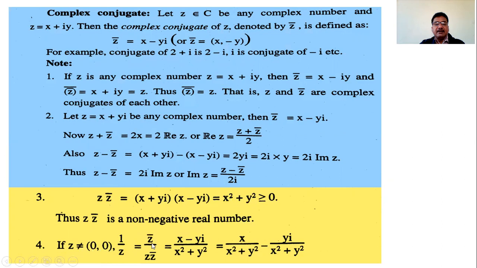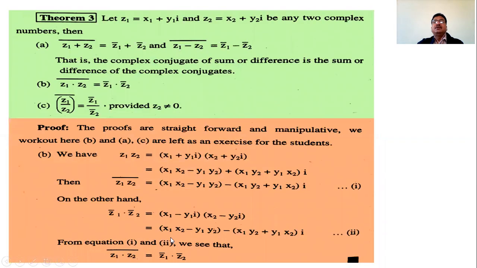That is, multiply and divide by z bar. That is, z bar divided by z bar. That is, division of two complex numbers: multiply by its conjugate, that is rationalization. x minus yi, then z into z bar is x square plus y square. So 1 by z is x by (x square plus y square) minus yi by (x square plus y square). And this is 1 by z. So this is the theorem on the conjugate.